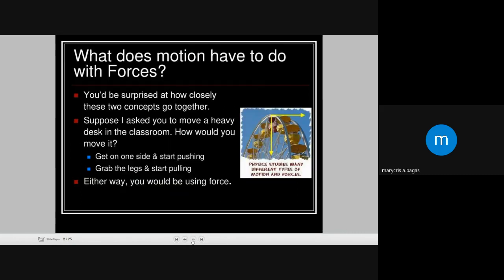Okay. What does motion have to do with forces? You'd be surprised at how closely these two concepts go together. Suppose I ask you to move a heavy desk in the classroom. How would you move it? Get on one side and start pushing, or you can grab the legs and start pulling. Either way, you would be using force.